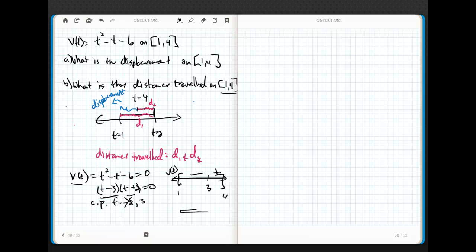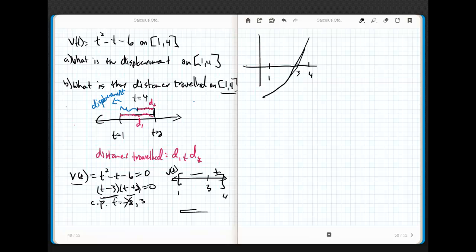Now, if we think about what v of t looks like, I know it's parabolic, right? So I know that at t, if this is 1 and this is 4, then somewhere about here is 3. This guy's parabolic. So it's going to look kind of, badly drawn, kind of like that from 1 to 4. So this is v of t.